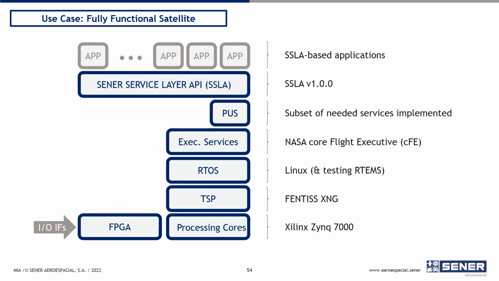This is just a brief summary of something we have already seen. The elements we use in each of the layers. We use the Zynq 7000 as a deployment board. We use Xtratum Next Generation as a hypervisor. We use Linux, and we are also testing RTEMS as operating systems. We use the NASA's Core Flight Executive for software services, and the PUS, the Packet Utilization Standard Library, which allows us to comply with the European standard for units communication.